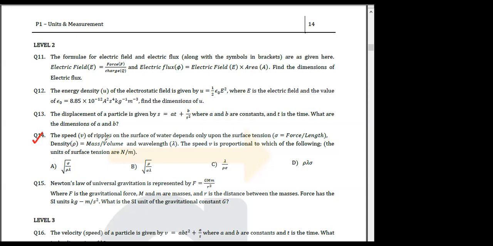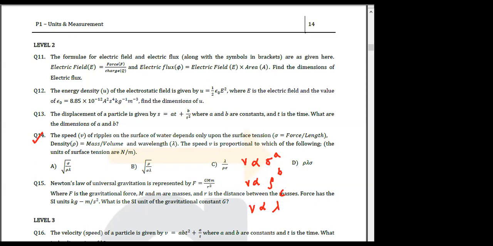The speed v of ripples on the surface depends on the surface tension. Now, don't you think that this is a similar problem to what we did in the last class, right? Similar one. V is directly proportional to, tell me, surface tension, right? So I will just write sigma to the power A. And V is directly proportional to density, rho to the power B. And V is directly proportional to wavelength, which is lambda to the power C. Right? Okay.